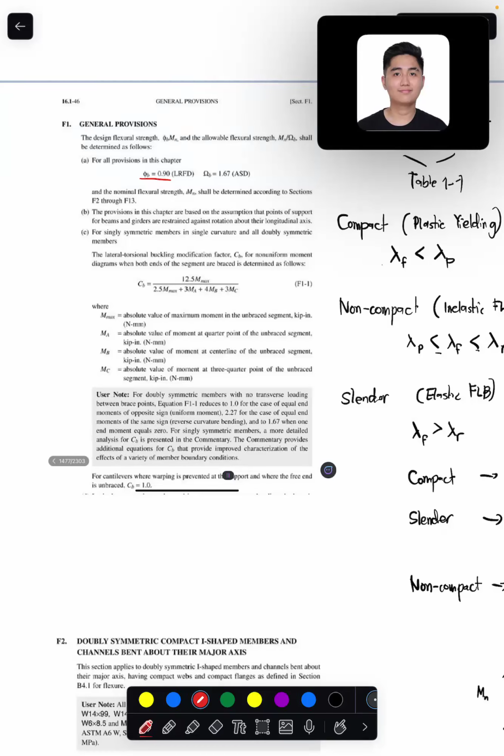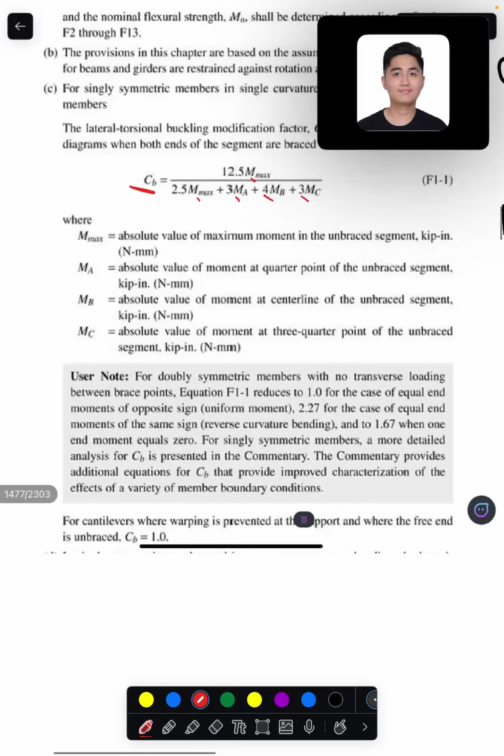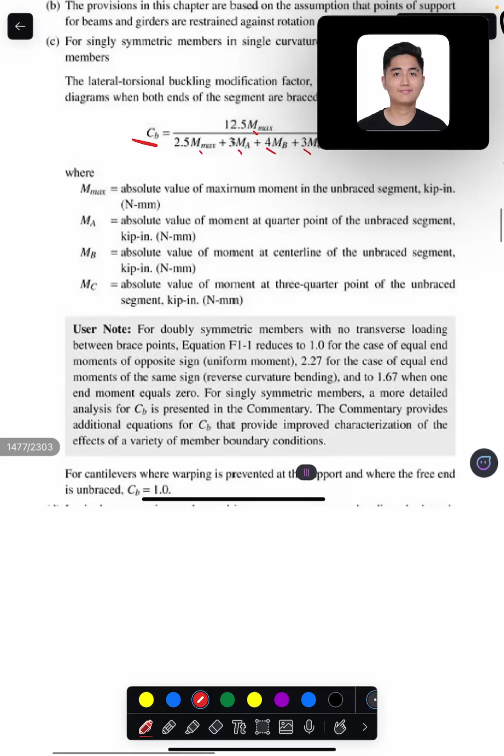So we hold on to the thought muna ng C sub B for a while, because this will require us to draw our bending moment diagram. So meron kang M-max, meron kang MA, meron kang MB, meron kang MC. What are these pertaining to? So if we were to draw our bending moment diagram, halimbawa meron kang yung typical. So sige, point node at the midspan.